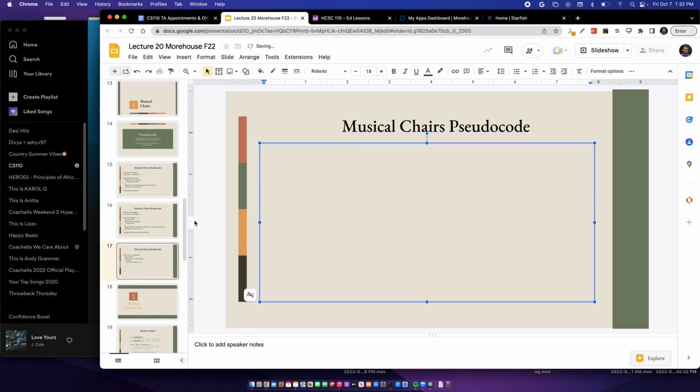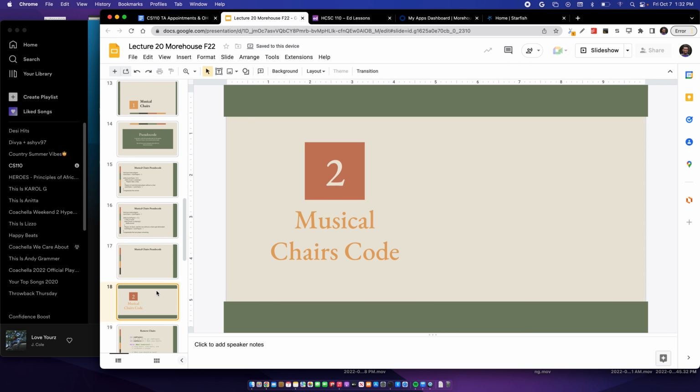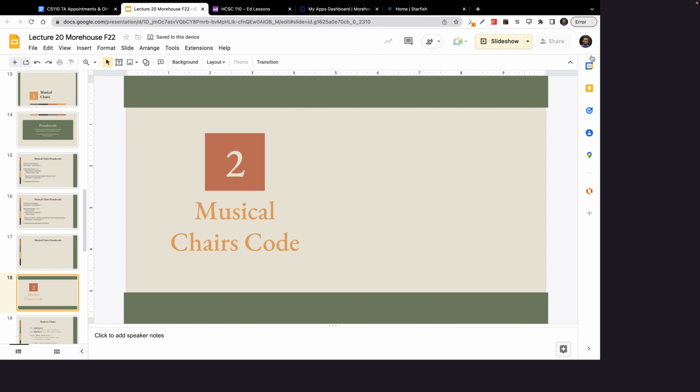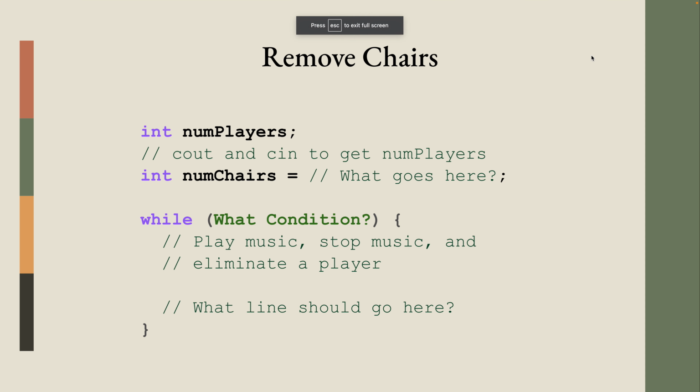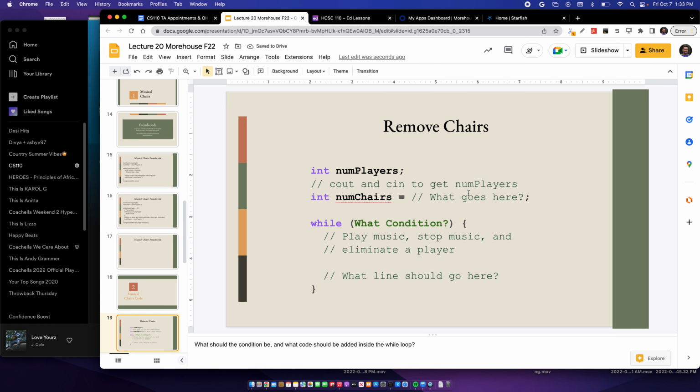Any questions on that exercise? On the pseudocode? Okay. So now if we were to actually code this out, we'll start with the first part, like doing each round. So we kind of said it already. We'll do our code in terms of num chairs. So what is num chairs equal to?